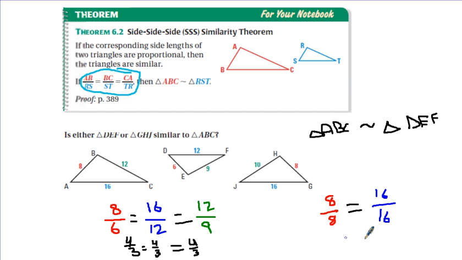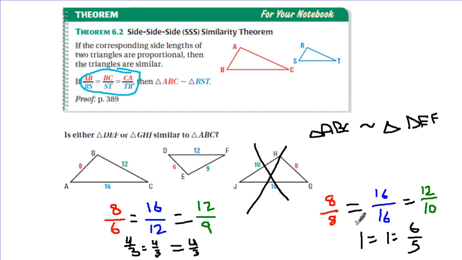So far so good. Both of those would reduce to a fraction of 1 over 1. We need to then check what our last, remaining side is. BC is 12, and HJ is 10. As you can see, this fraction would not reduce down to 1 divided by 1. These first couple would go to 1 and 1, but this one is going to reduce to 6 over 5. So no, this one is not similar to triangle ABC.